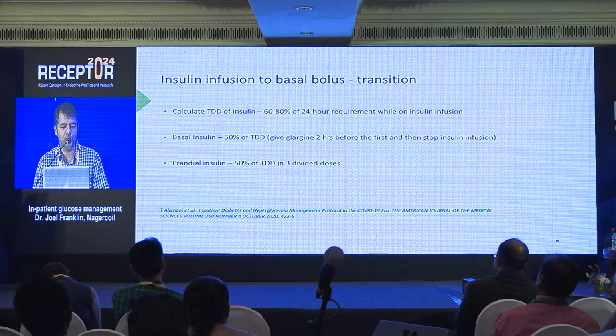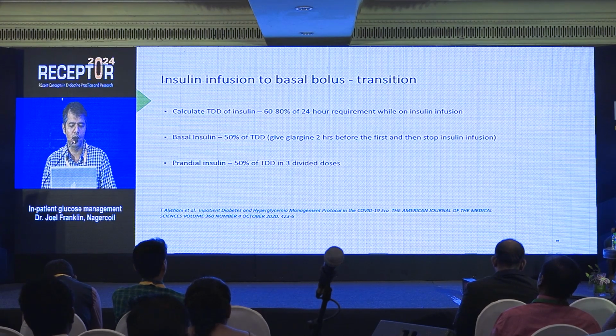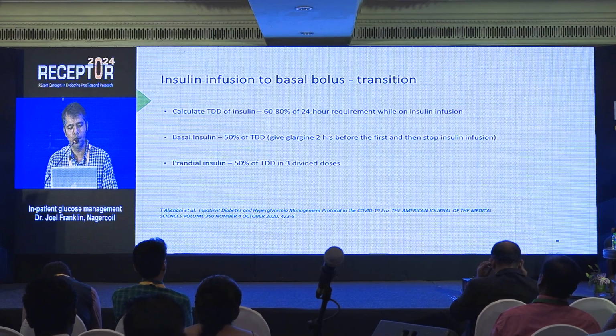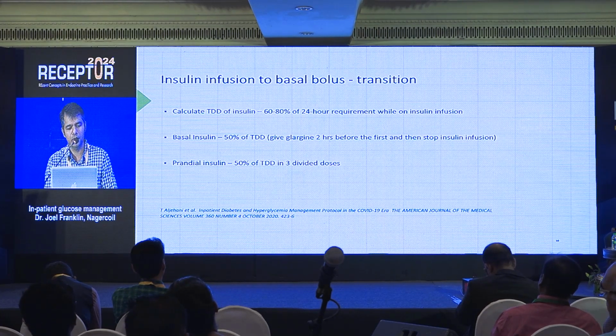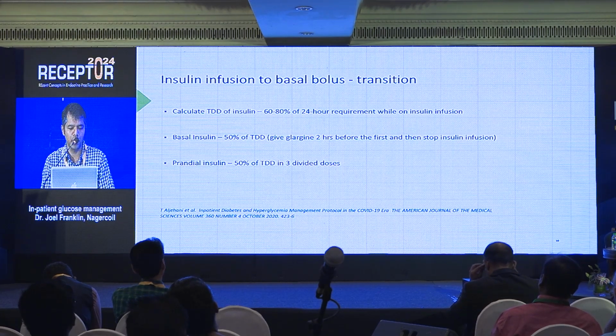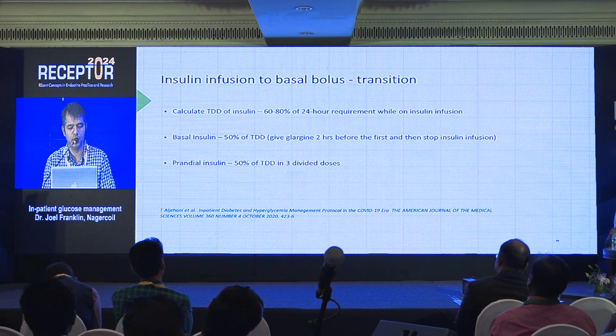This reduction is because on admission, the patient would have had higher glucotoxicity and the stress factor. To negate that, we are taking around 60 to 80 percent of it. So if it is 100 units over 24 hours, you take 75 units. Then you split that into 50% for basal insulin and 50% for prandial insulin. Around 38 units of glargine or degludec should be given 2 hours before the first meal, and then you stop the insulin infusion. The prandial insulin, the remaining 36, should be divided into 3 doses and given accordingly.